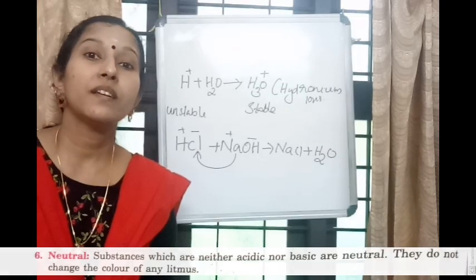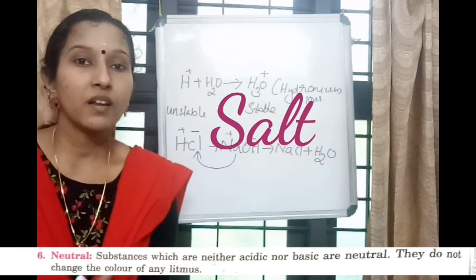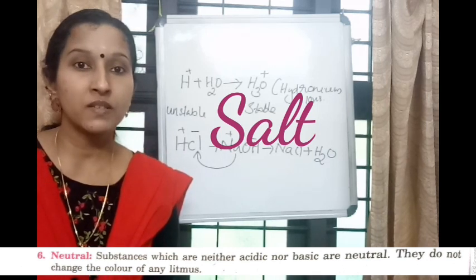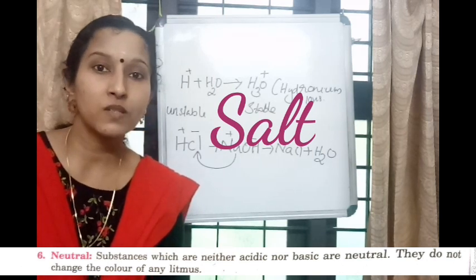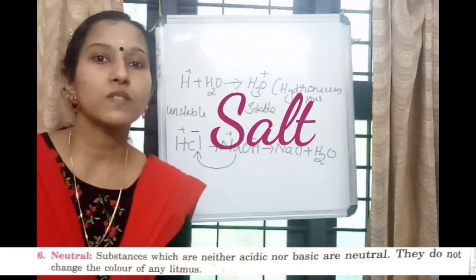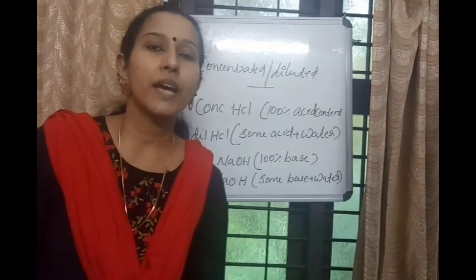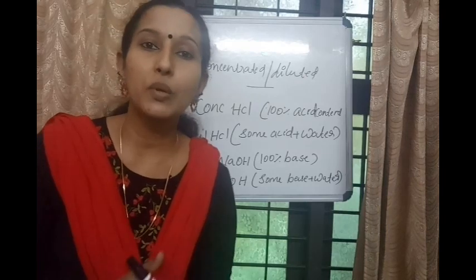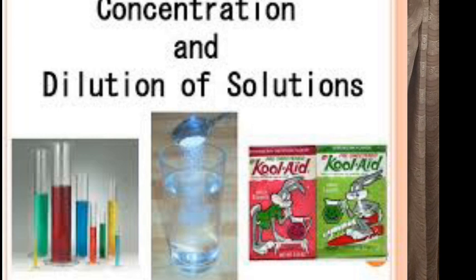Salt is neither acidic nor basic. They are neutral, which means there is no color change for a neutral substance on blue litmus paper and red litmus paper, because they are neutral compounds. You can see two types of acids and bases in our school laboratory. Which are they? Concentrated acid and base, and diluted acid and base. What are they?